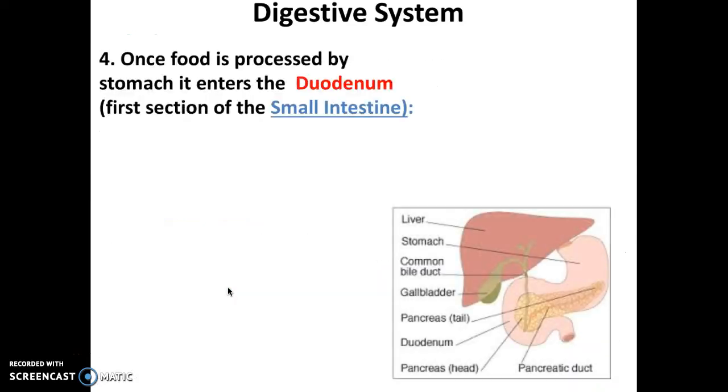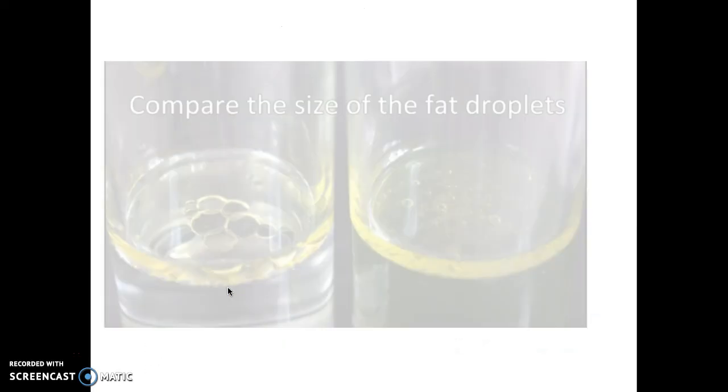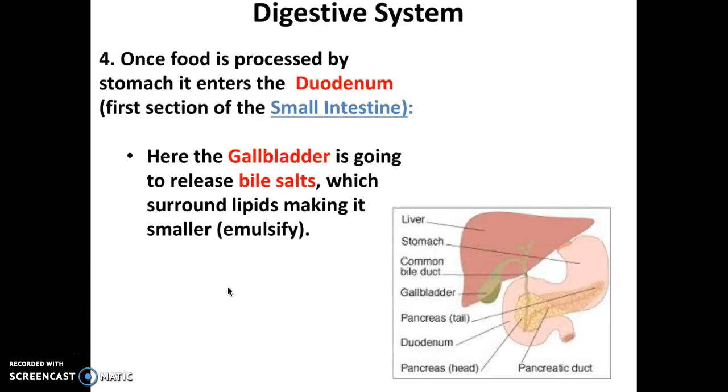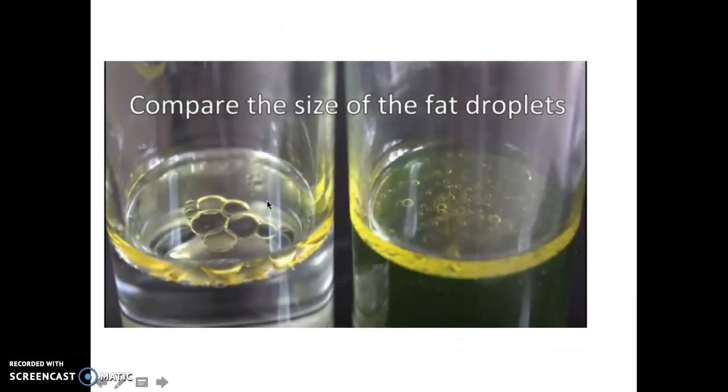Well, next the food is going to travel to the duodenum, and the duodenum is that very first section of the small intestine. Now, in that small section of the small intestine, what is going to happen is that your gallbladder is going to release bile salts, and these bile salts are going to go there to actually break down a lot of the lipids that we consume. Now, let me show you guys what that looks like.